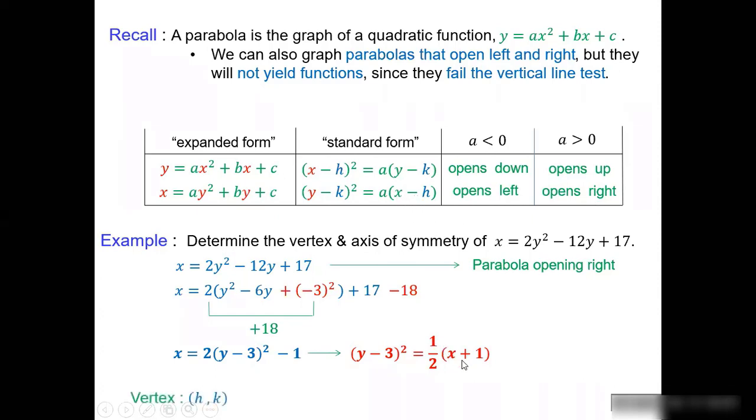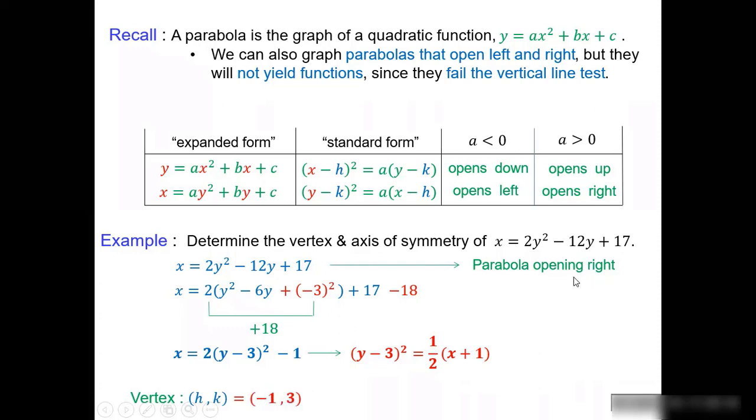Now notice that at this point we could find our vertex, which is simply hk, just like all the other conic sections. We could see that the x coordinate of the vertex will be negative 1, while the y coordinate of the vertex will be positive 3. So this is our vertex that has an x coordinate at negative 1 and a y coordinate at 3.